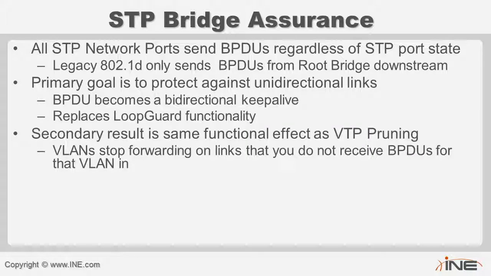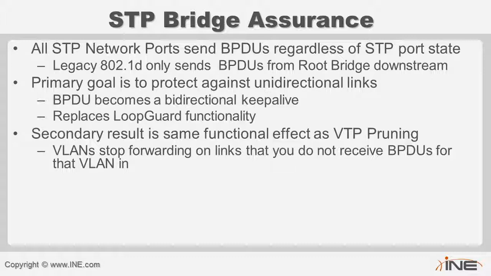Now, in the case of spanning tree bridge assurance, we basically have that same effect. Since the idea is that we are bidirectionally sending spanning tree BPDUs for every VLAN, for any VLAN that we do not receive a BPDU in, we are going to put the port in an inconsistent state for that VLAN. It essentially means that the layer 2 network automatically prunes the VLANs off of portions of the network that it does not need.